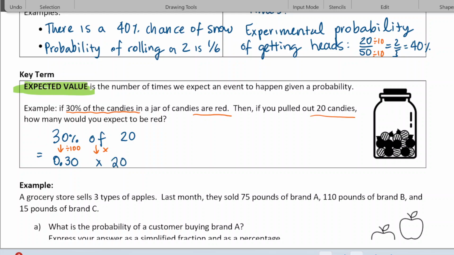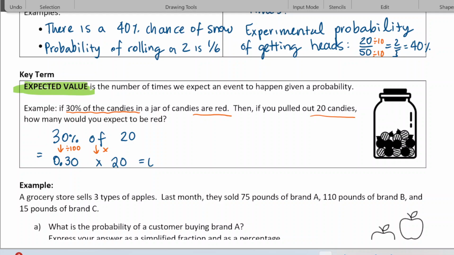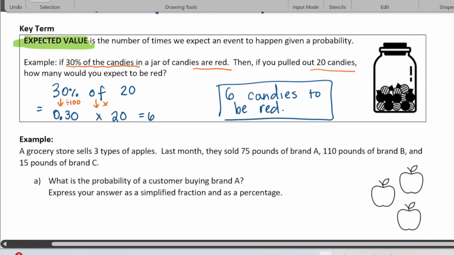So that's what we're going to do in our calculator. I'm going to just turn it on here. 30% times 20, 6. So we'd expect 6 candies to be red. Again, not always going to happen due to random chance, but that's what we'd expect. Okay, let's do some more examples here.